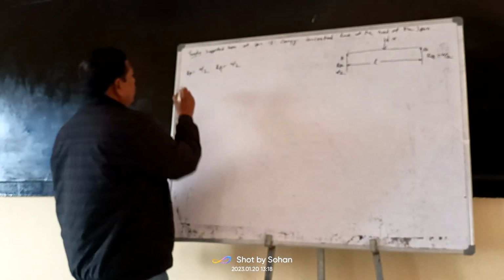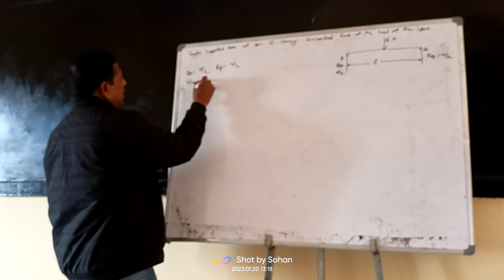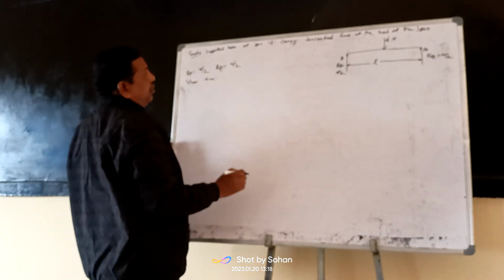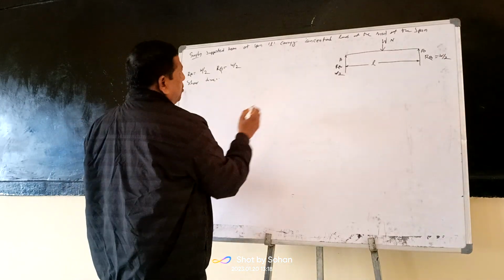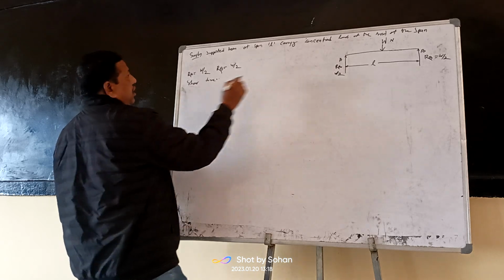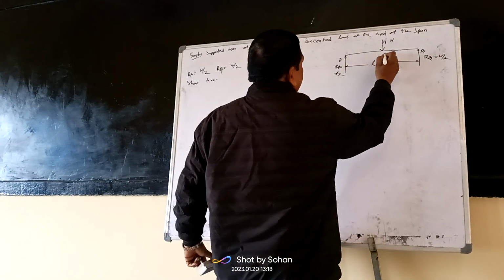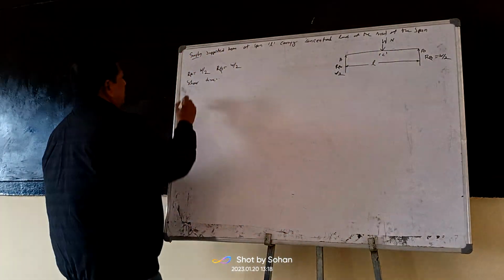Then we have to calculate the shear force. That is the shear force between, and that is the point C. So the shear force between A and C is equal to plus W by 2 and the shear force between C and B is equal to minus W by 2.